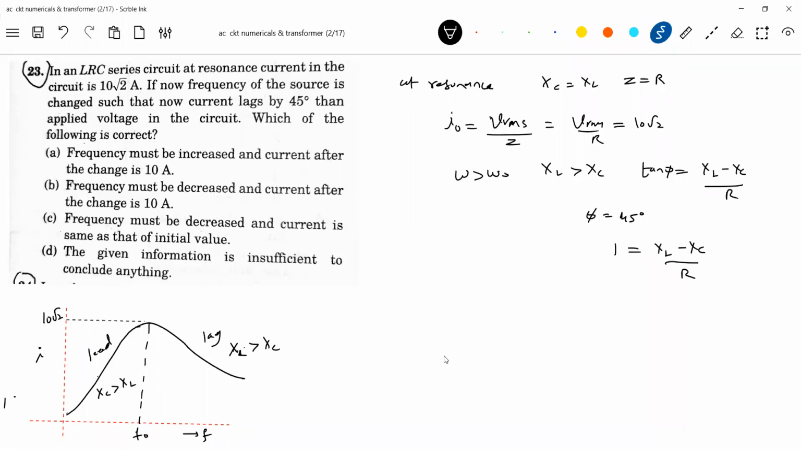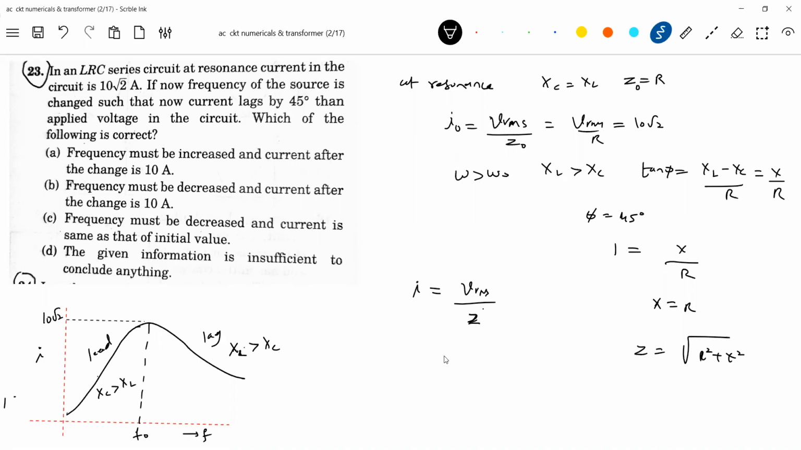If instead of writing XL minus XC, I'll call this X, that one. So therefore, what is X equal to? R. So let's calculate the current now. The new current will be VRMS by, let me use symbols like this, Z naught. So VRMS by Z. And what is Z equal to?